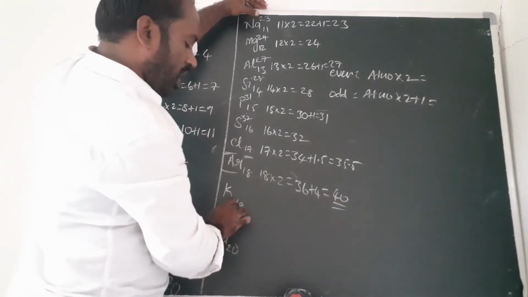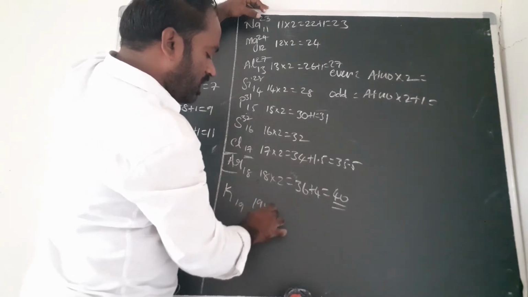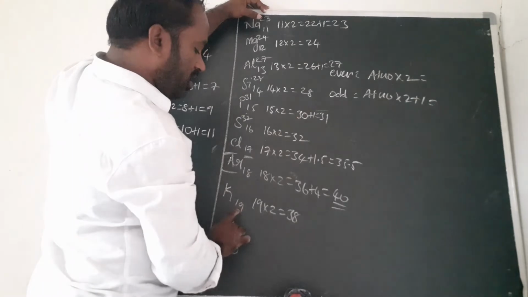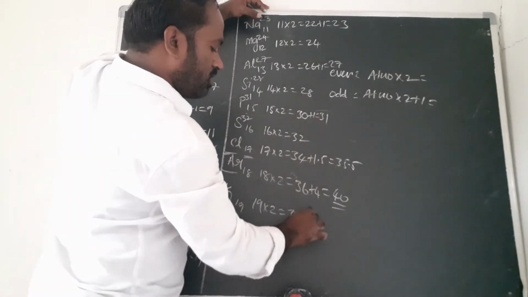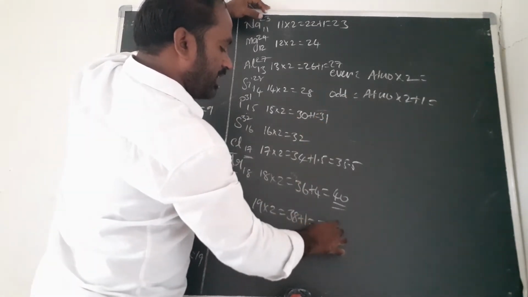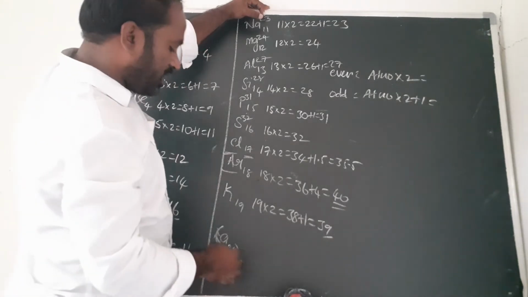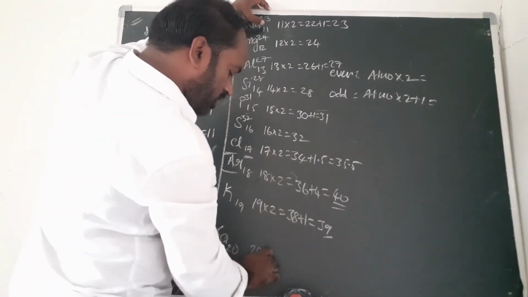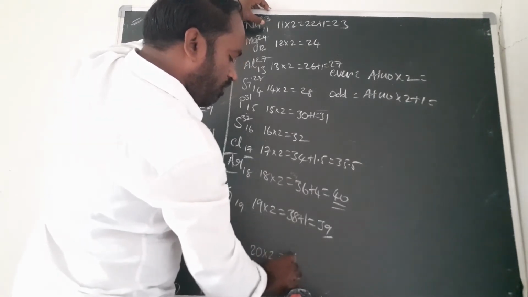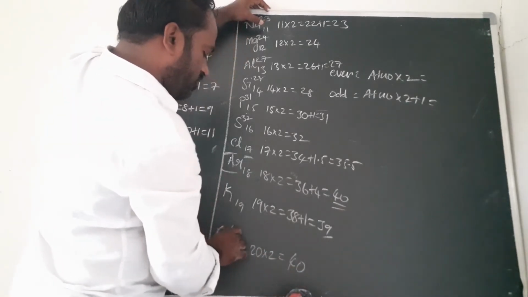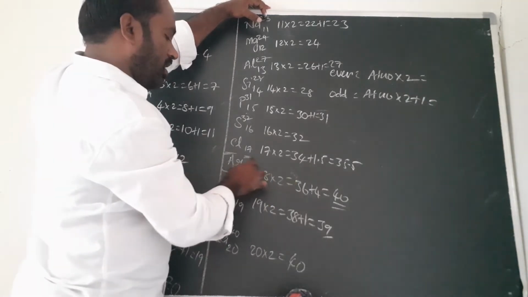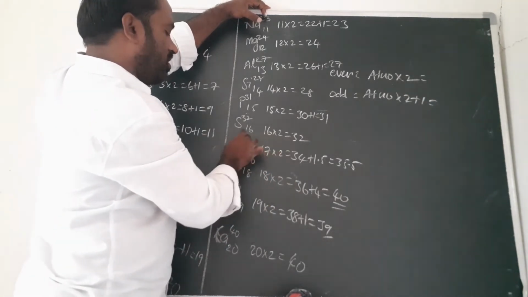Next potassium, atomic number is 19. 19 2s are 38. It is odd, that's why we have to add 1 here. So 38 plus 1, that is 39. Next for calcium, atomic number is 20. 20 2s are 40. It is even, so no need to add anything, 40. Here potassium is 39, argon is 40, chlorine is 35.5.